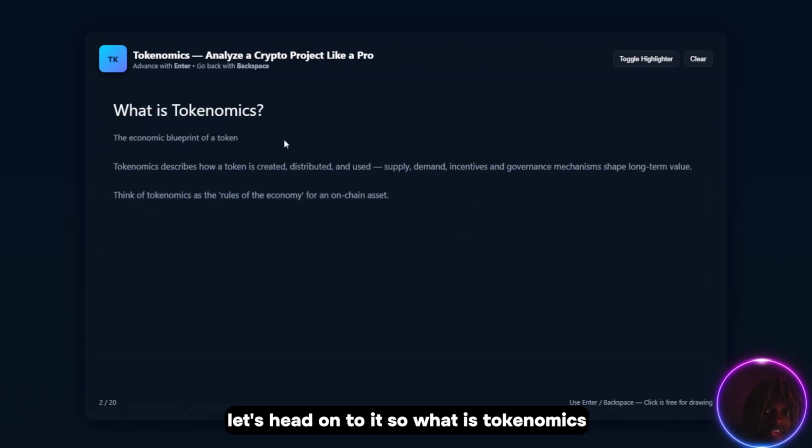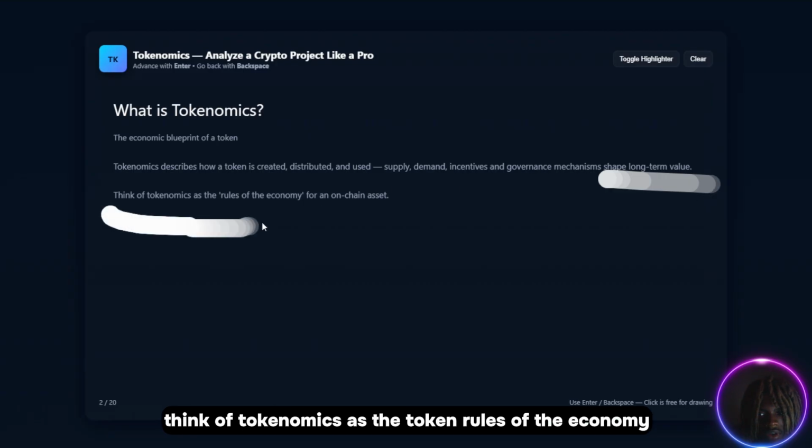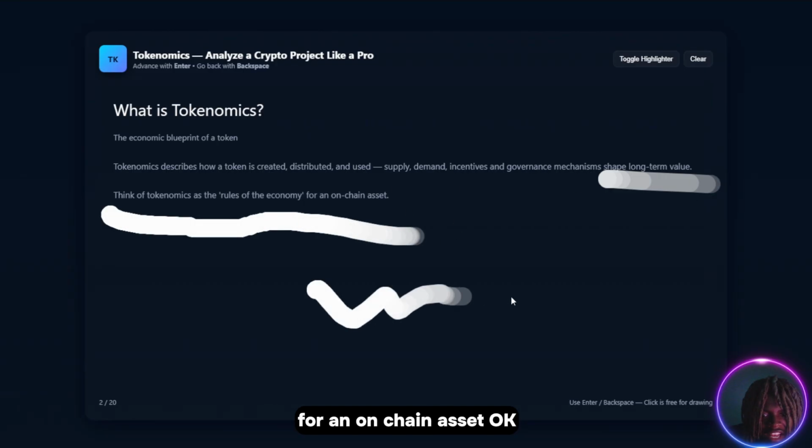So what is tokenomics? The economic blueprint of a token. Tokenomics describes how a token is created, distributed, and used. Supply and demand, incentives, and governance mechanisms shape long-term value. Think of tokenomics as the rules of the economy for an on-chain asset.